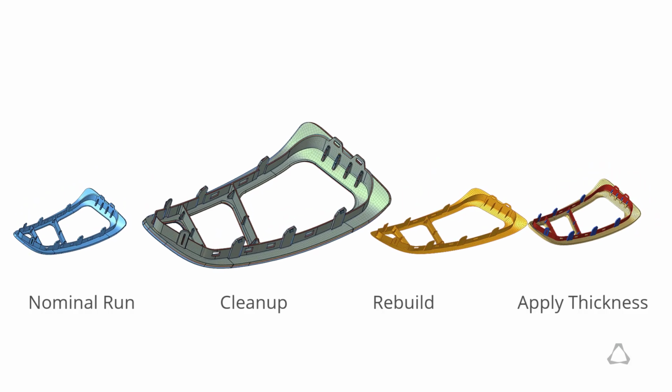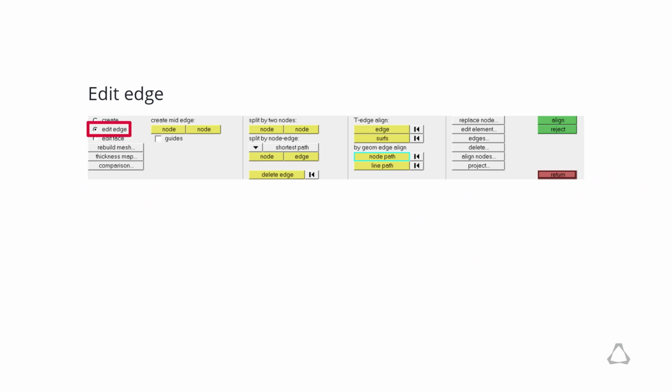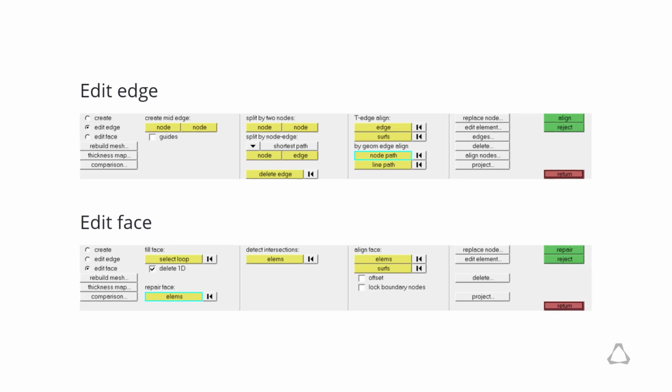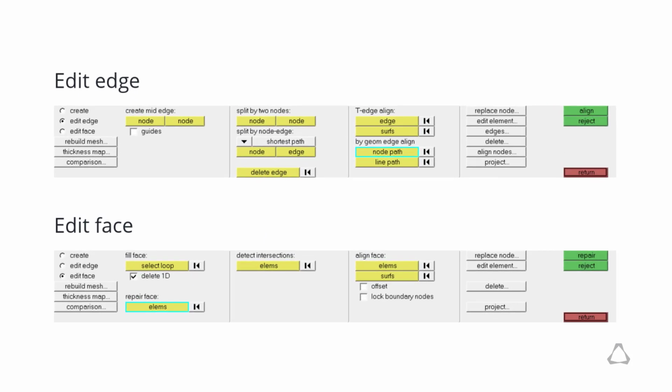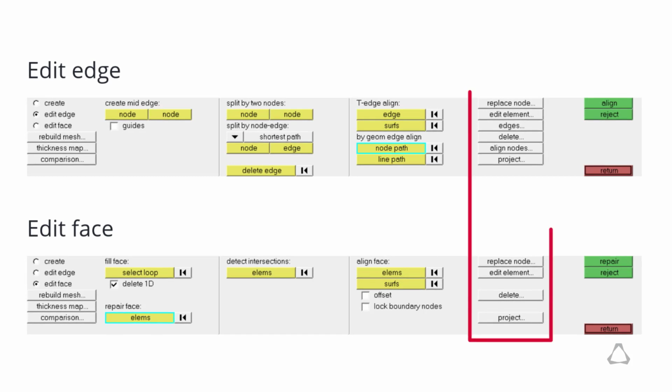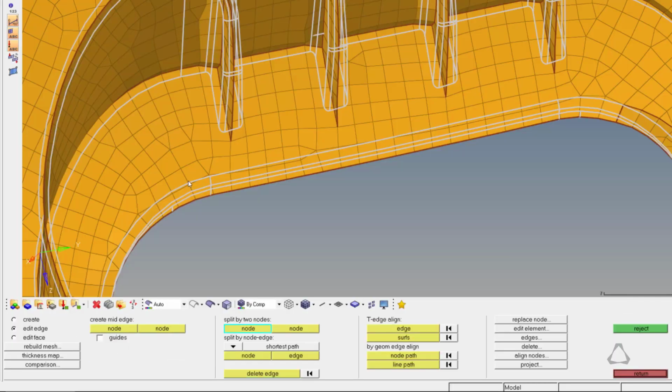To clean up the results from the so-called nominal run, the Edit Edge and Edit Face panels can be used. Both panels provide a collection of efficient tools to address potential problems with the midmesh. On the right side of the panel, links to related tools are provided. Edges play a major role in preparing the rebuild of the mesh.